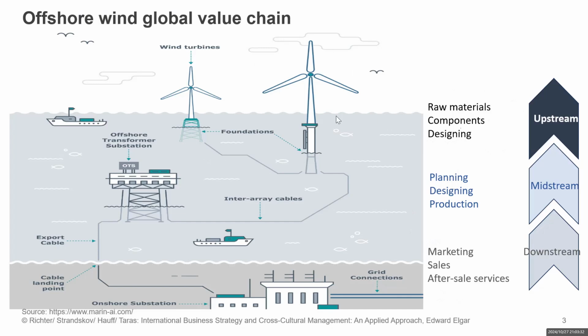So on the upstream side, companies provide raw materials such as steel, rare earths, and components like blades, cables, wind turbines, and foundations. These materials are essential for manufacturing the key components and infrastructure required for the offshore wind farms.